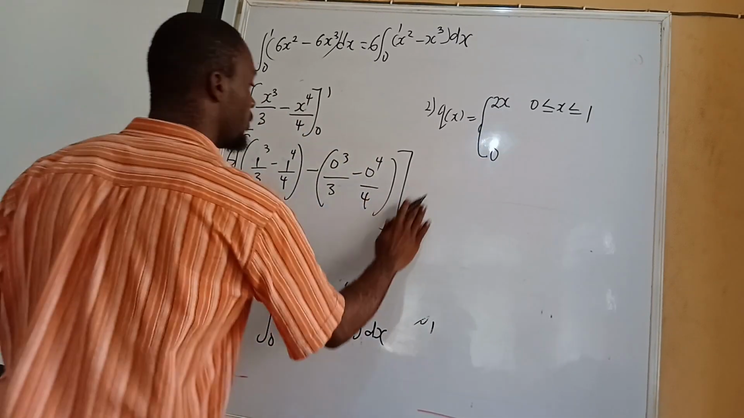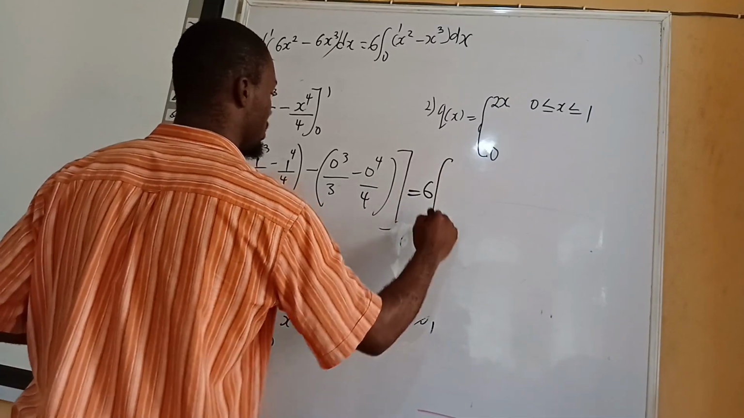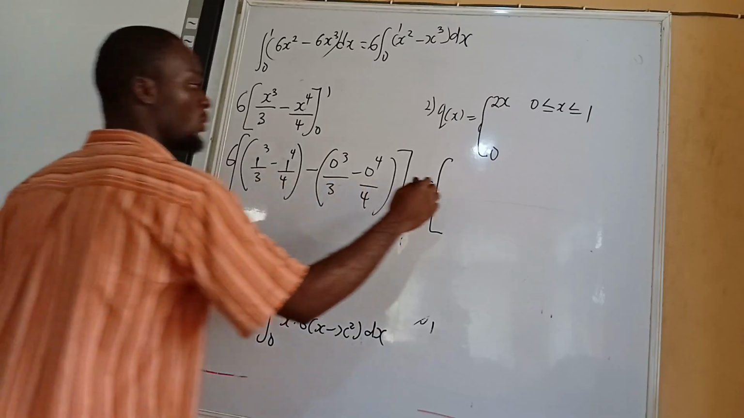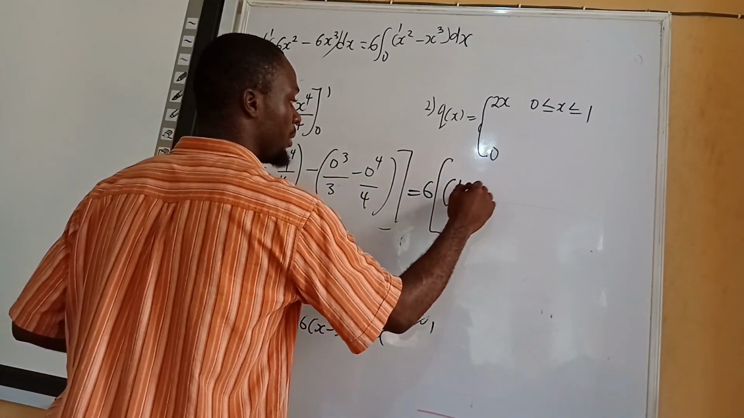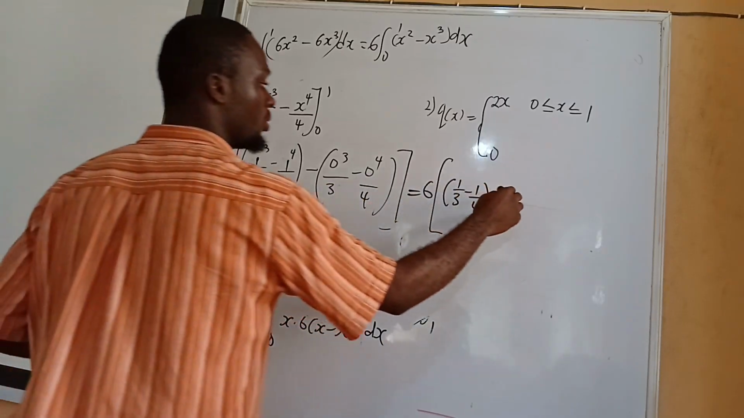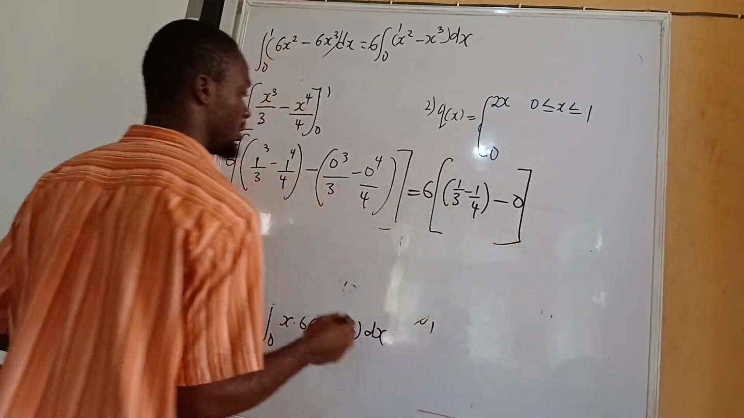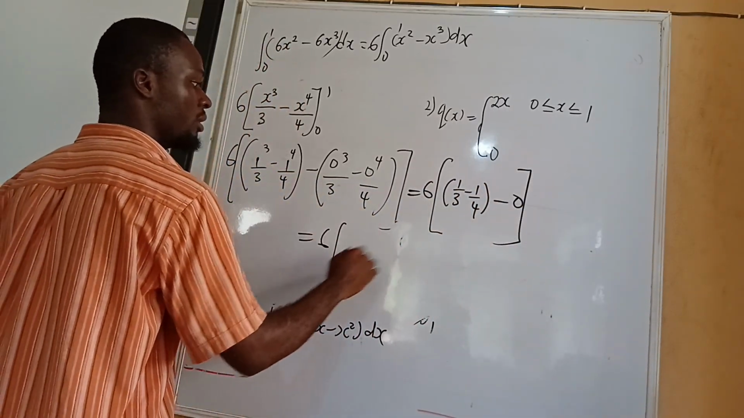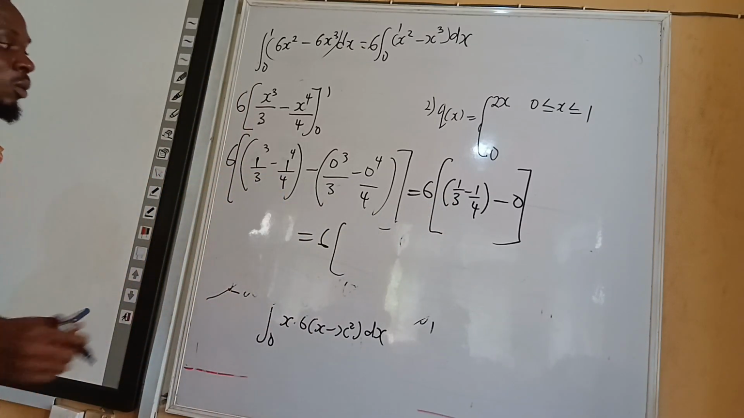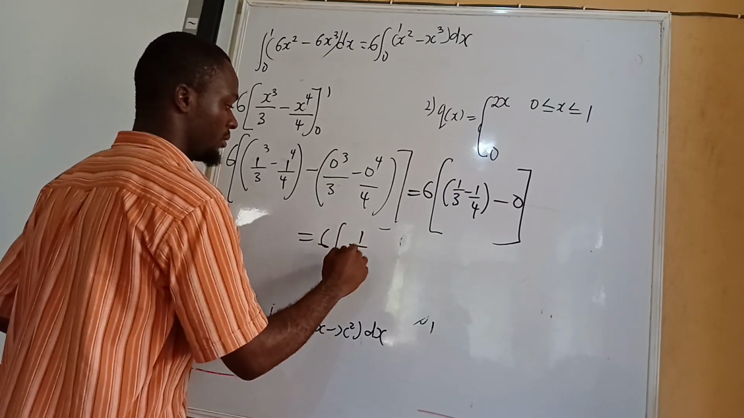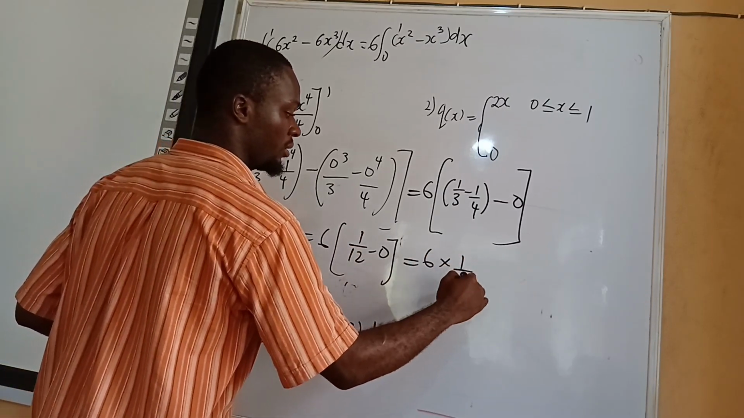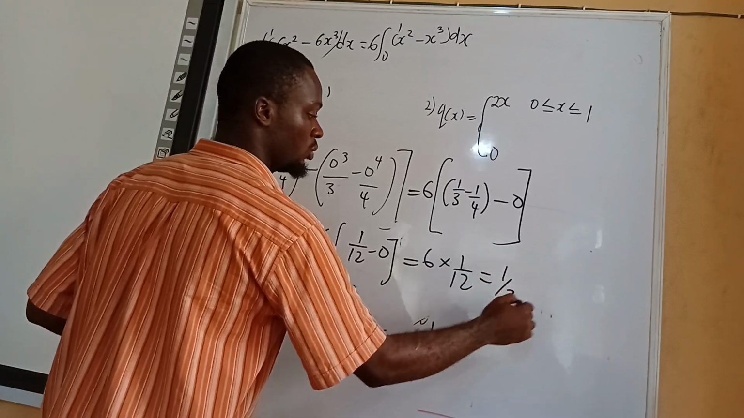So this one now will give us, here we have 1 over 3 minus 1 over 4, minus, this will give us 0. So 1 over 3 minus 1 over 4, what will this one give us? 1 over 12. Minus 0. We now have 6 times 1 over 12, which gives us 1 over 2.